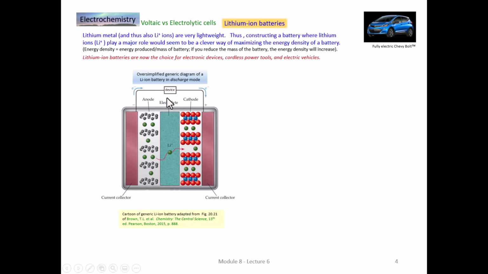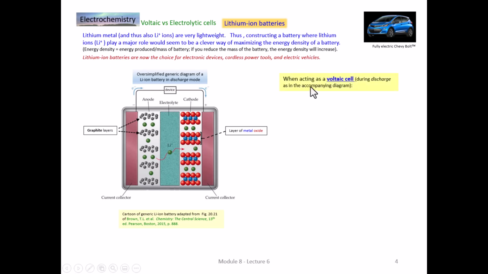This diagram certainly looks different from previous diagrams. We'll try to slowly work our way through this. What we have on the left here in the anode area are layers of graphite. Graphite is a planar carbon structure, and over on the right, on the cathode side, we have layers of a metal oxide, which of course means some metal plus oxide ions. The oxide ions would be in red, the metal ion is in blue here.